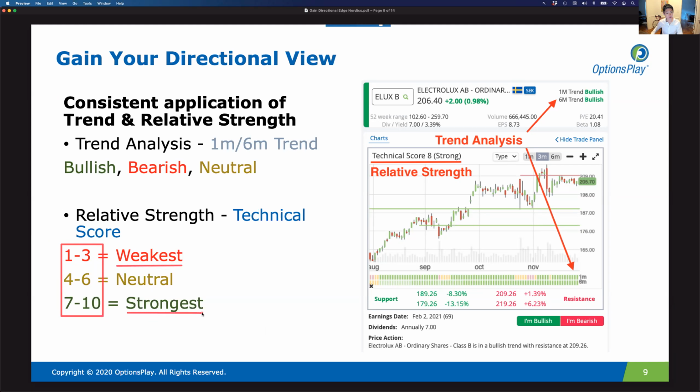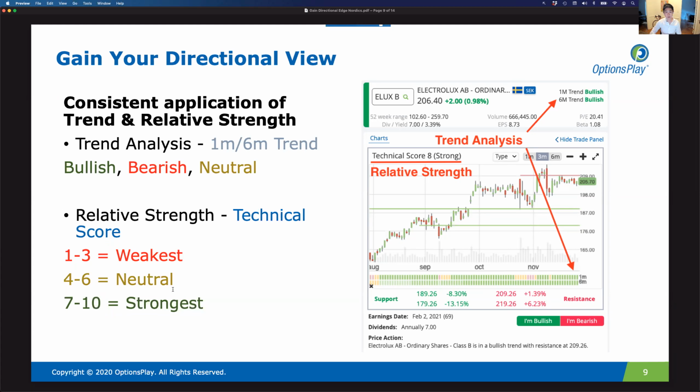Stocks with scores of 7 to 10 are the strongest stocks. They're outperforming the markets. And 4 to 6 are neutral, meaning they're basically performing on par with the broader markets. That's how you can measure whether a stock is outperforming, underperforming, or neutral.